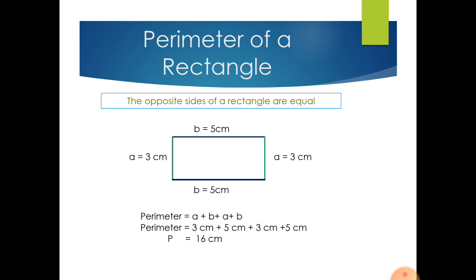We can just add the length and breadth. We have 2 lengths and 2 breadths, so we have to add it twice: a plus b plus a plus b. So a is 3 centimeter and b is 5 centimeter. Again a is 3 centimeter and b is 5 centimeter. So collectively the perimeter of the shape is 16 centimeter.